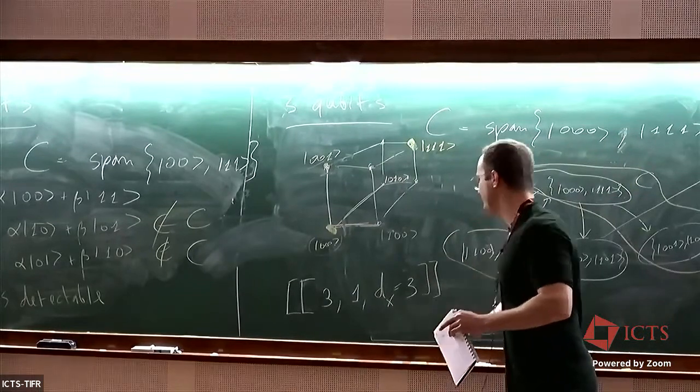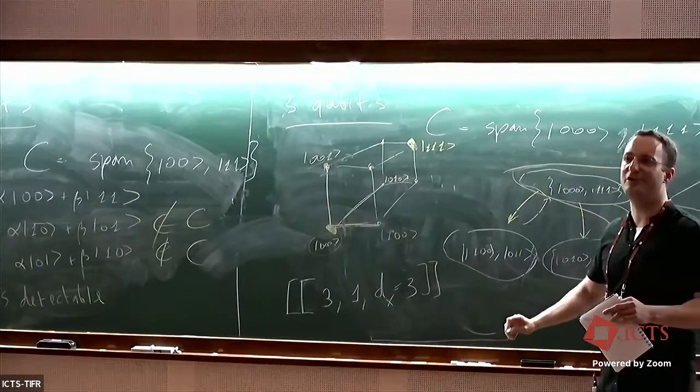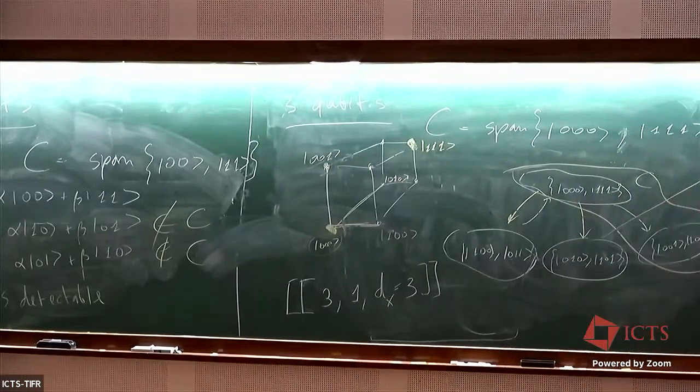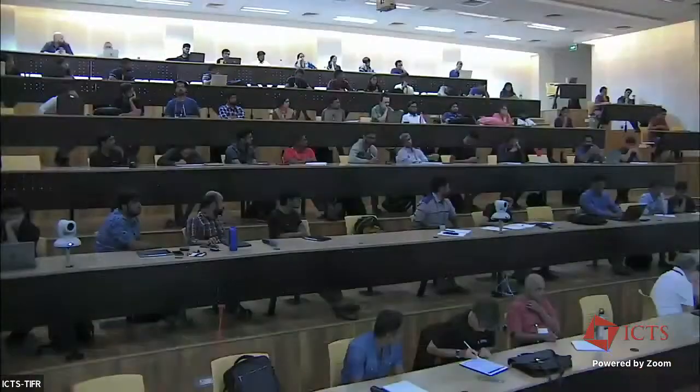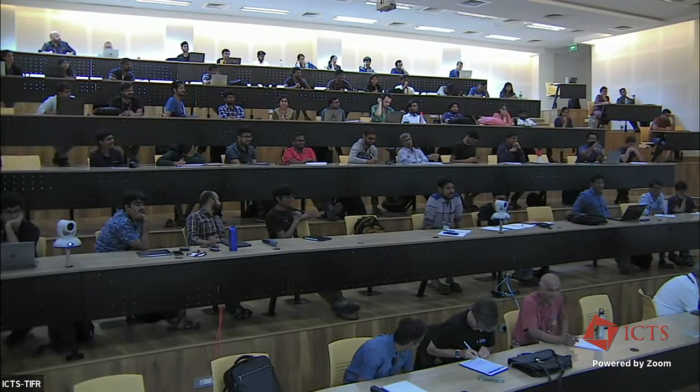Dx equals 3. You have to have at least a distance of 3 to be able to correct errors. There is one more question, and then we'll move on. Yes, so it's a two-part question. As you pointed out, once you measure, you collapse into one of the states.